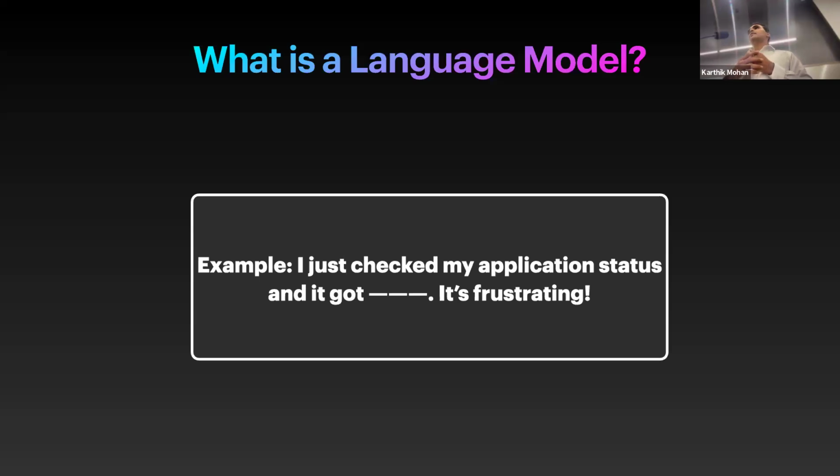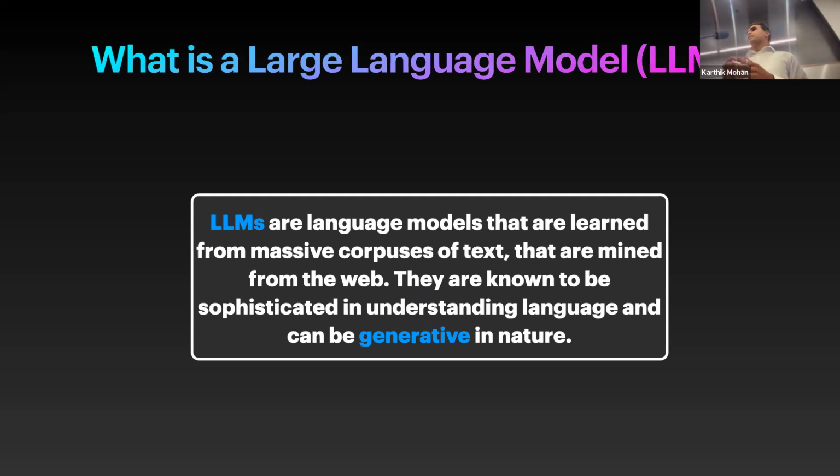And this is something that when we get to this, we'll talk about it. This is what differentiates transformer models from its predecessors, which could not really do this looking into the future as well, right? So we'll talk about it when we get to transformers. Okay. So LLM, so now we add a second L, large language model. LLMs are language models that are learned from massive corpuses of text that are mined from the web. They're known to be sophisticated in understanding language and can be generative in nature, right? So they're large. How large? We'll come to large in a bit. We'll cover that as well.